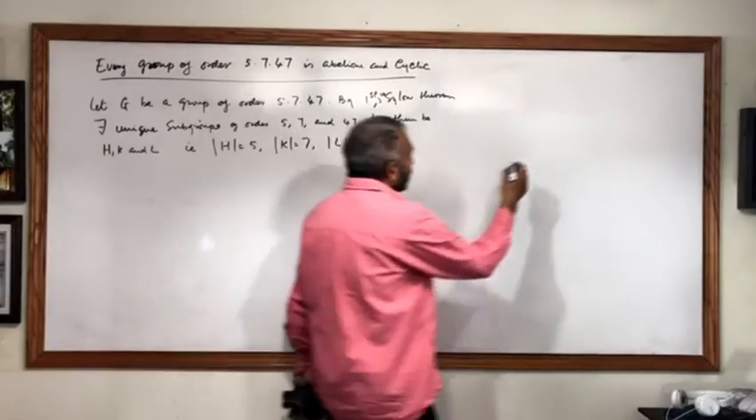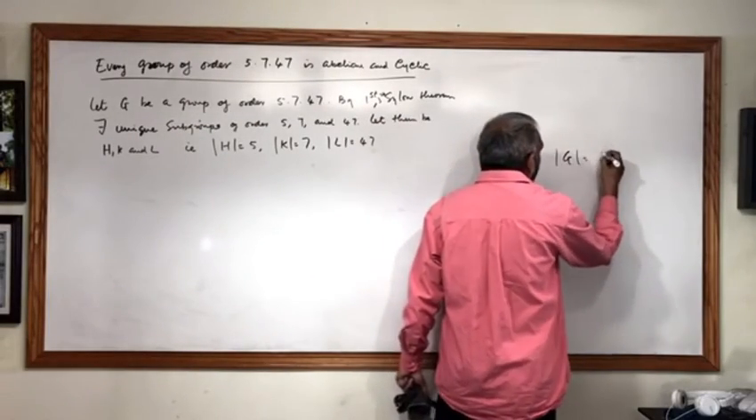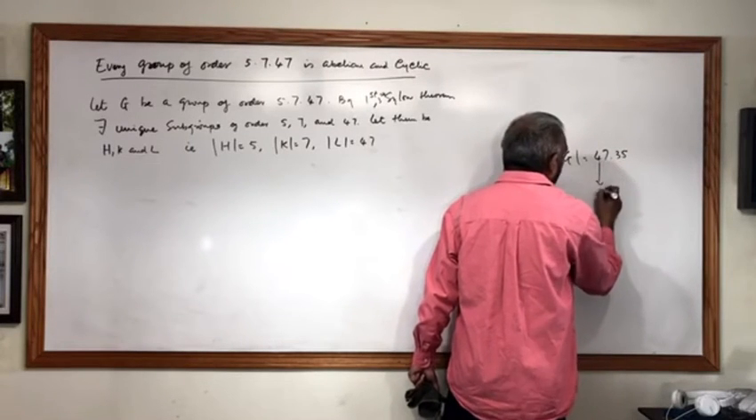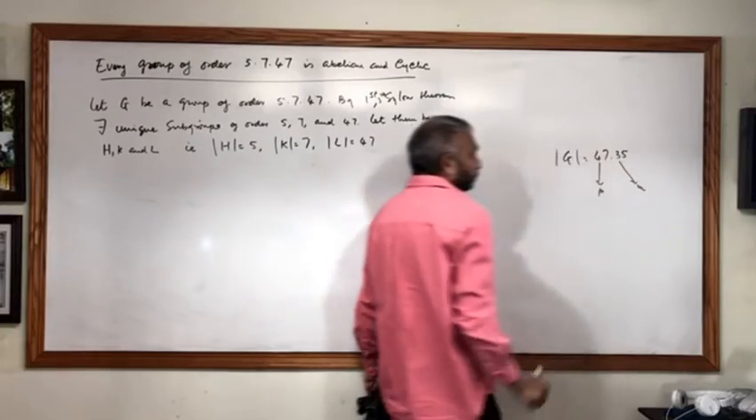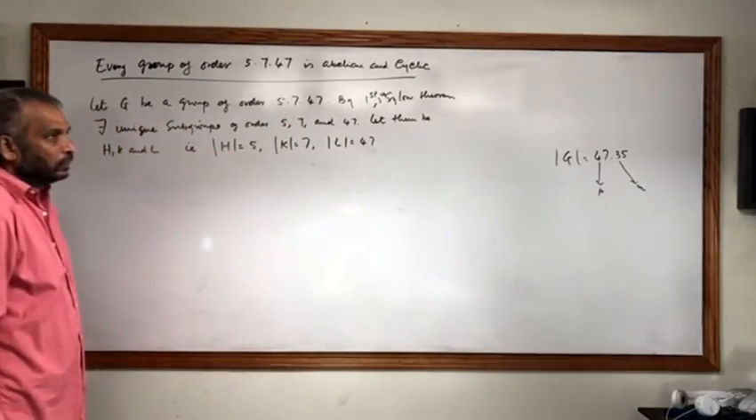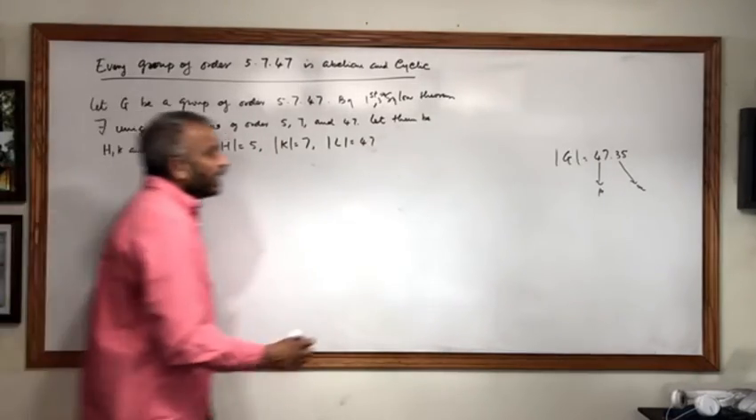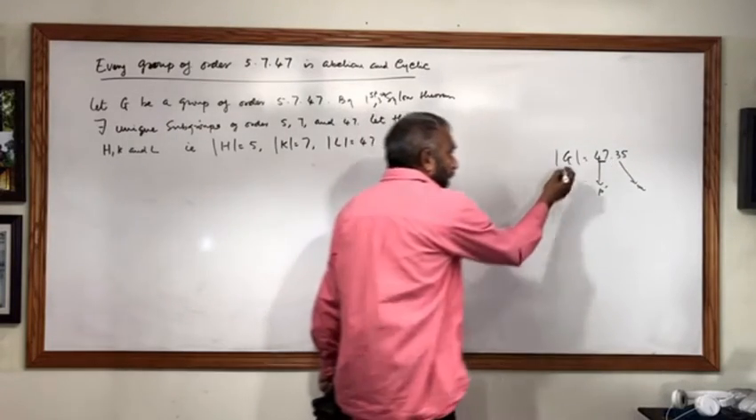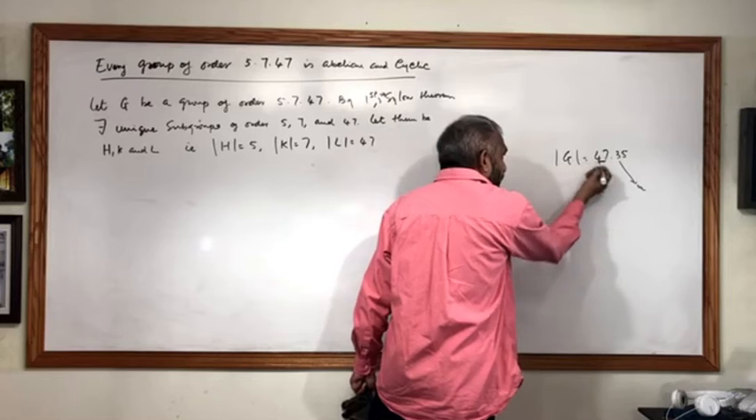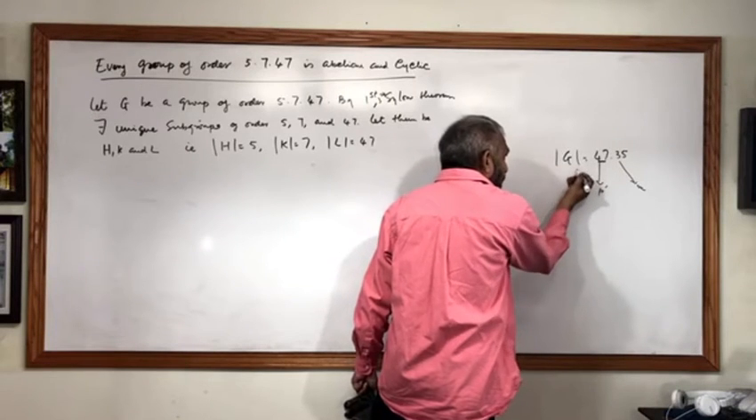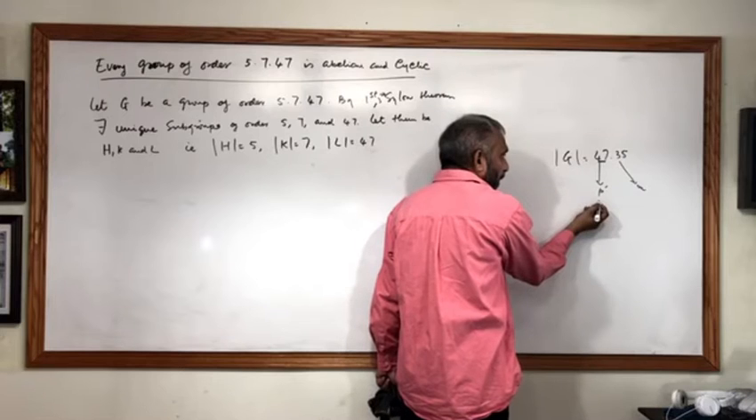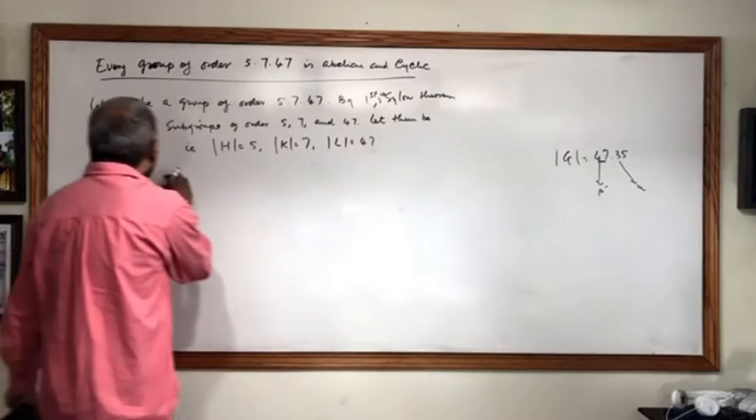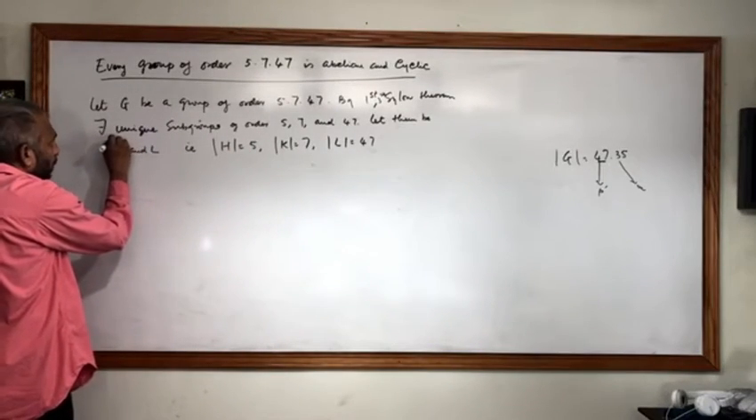If you see, you can say the order of G is equal to 47 times 35. This is our P and this is our M. The Sylow P-subgroup is of order 47 and there is only one, because the number of Sylow P-subgroups is 1 mod P and should divide the order of G. So that is the logic we are going to use here.